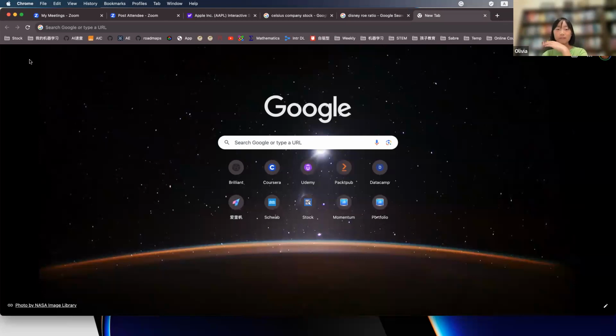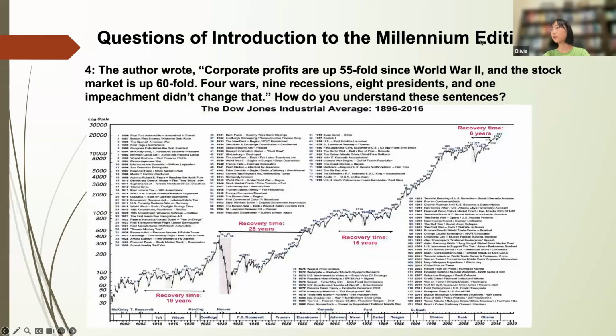Well, a good ROE ratio should be 20% or above. So if you're looking at the ROE ratios, then maybe Disney stock isn't that good to buy. Okay, let's move on.